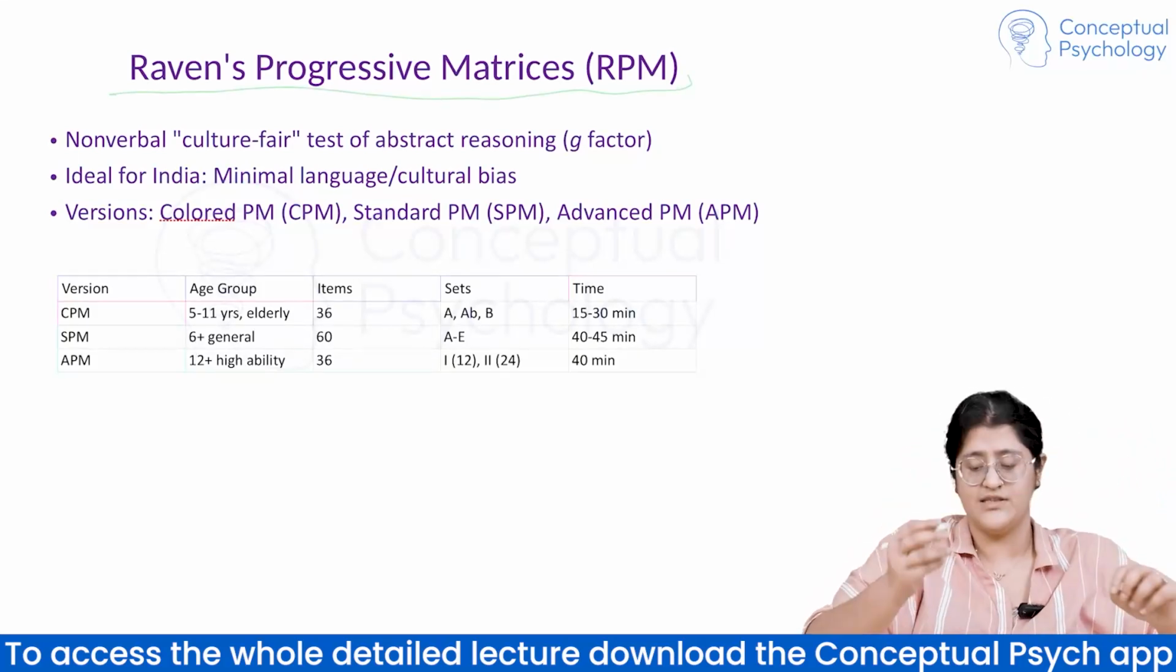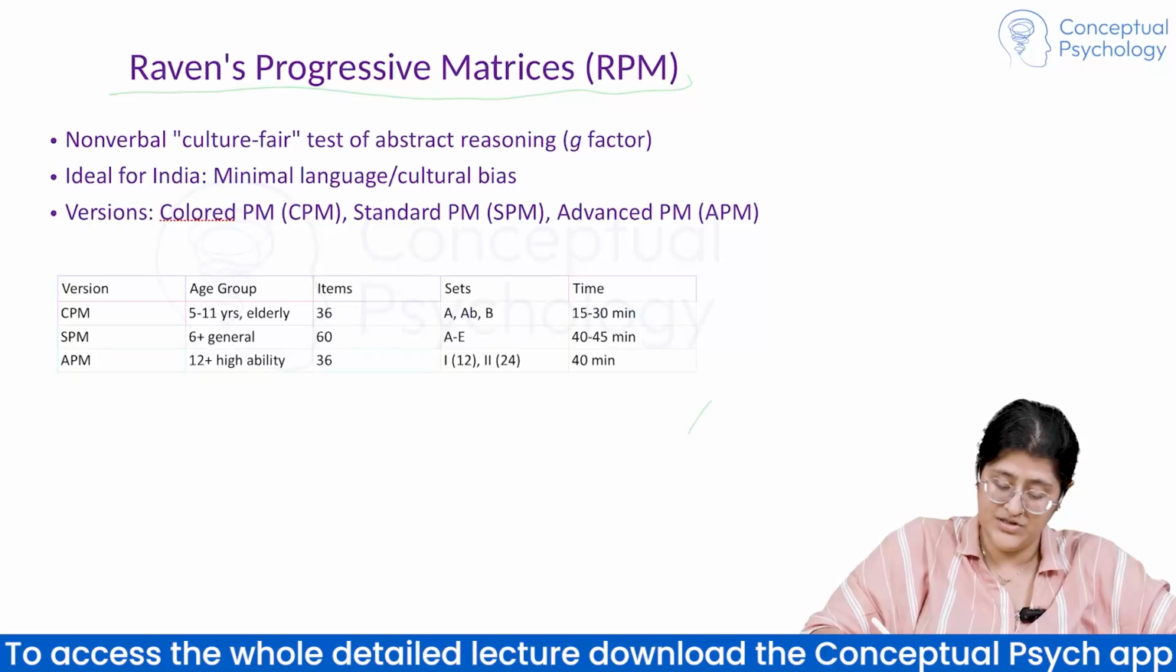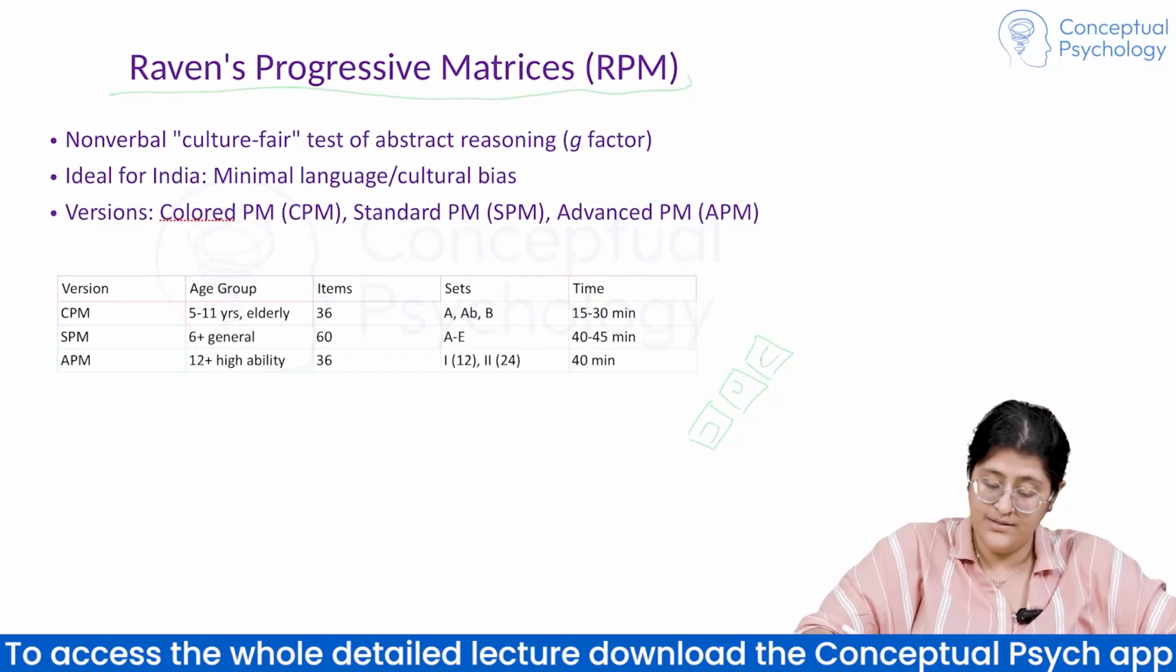Raven's progressive matrices क्या होते हैं? इस तरह के matrices होते हैं. So for example, this is your series of matrices, right? Now there'll be options given. Okay, this is your series. You have to complete this series. There'll be options given to choose from.